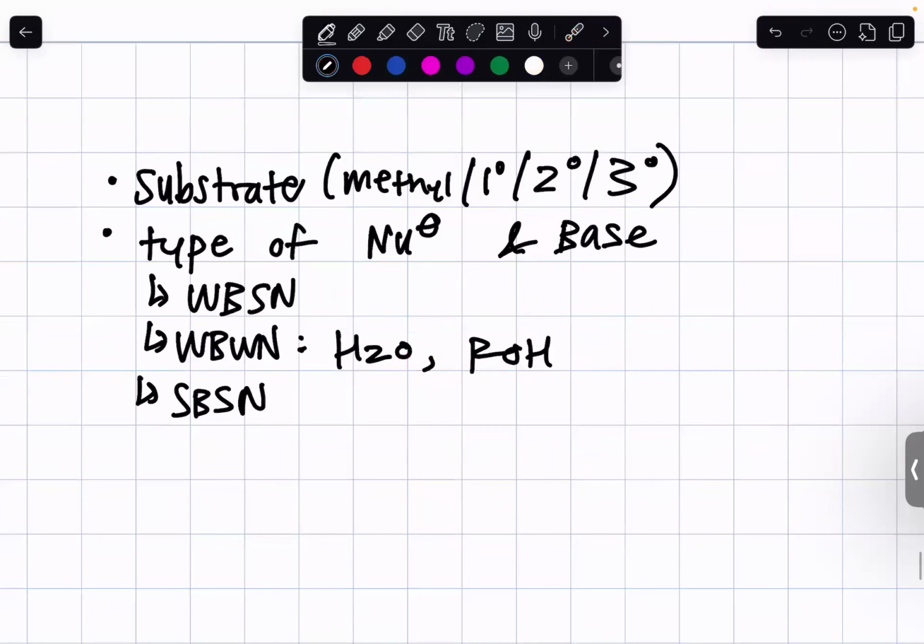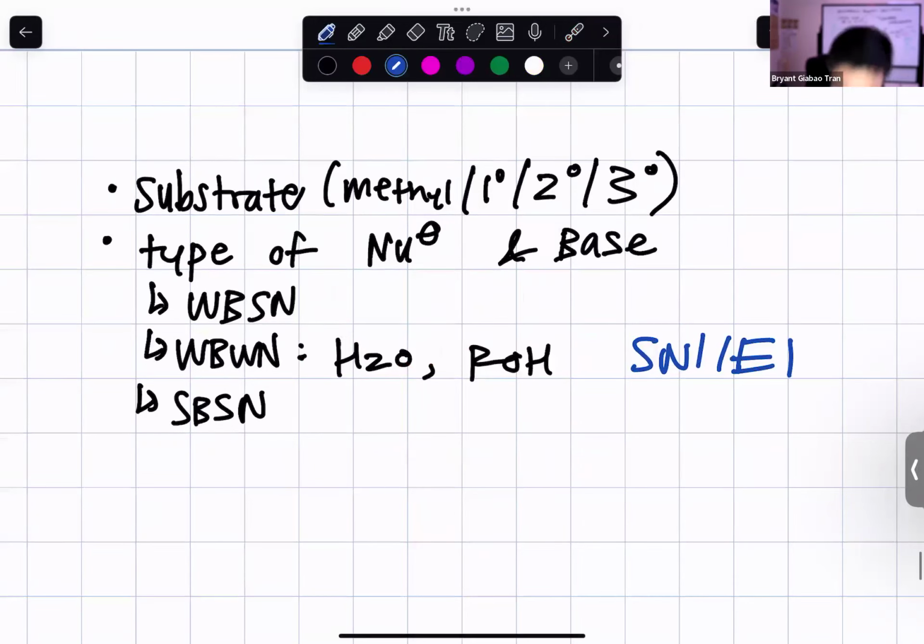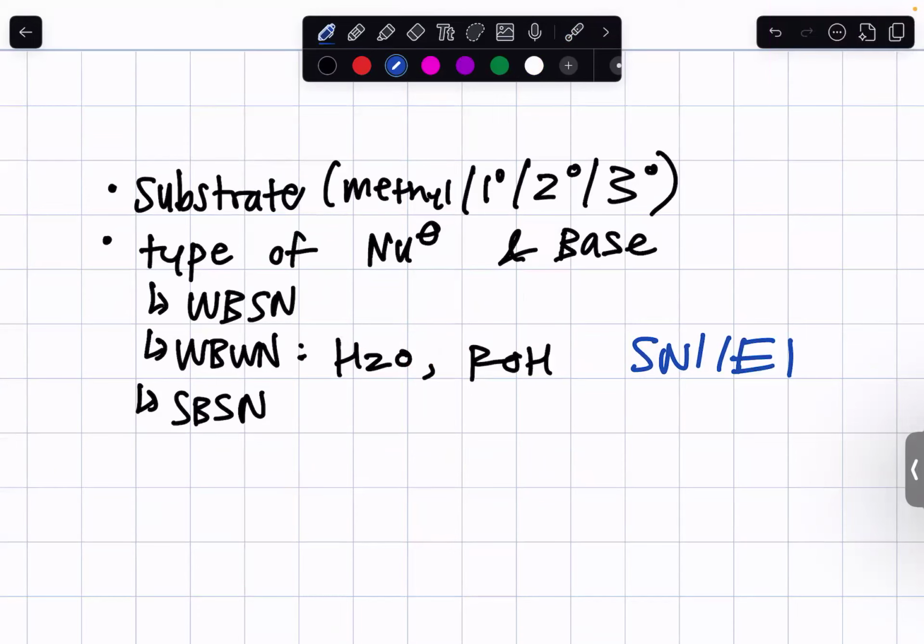And these tend to do SN1 and E1 reactions. They go together, SN1 and E1 reactions, because they'll have the positive carbocation intermediate after the leaving group leaves. That's right. SN1, E1, they always have that carbocation intermediate.